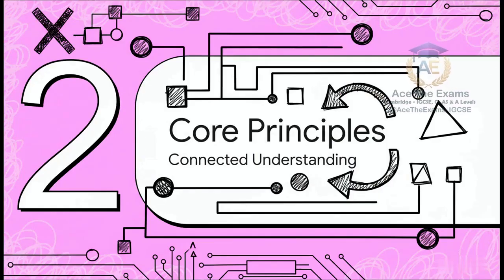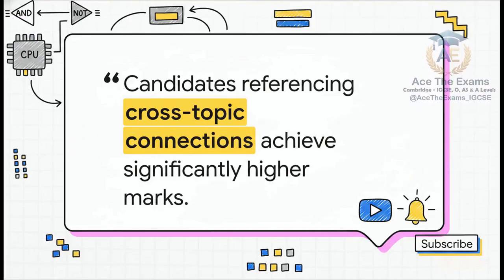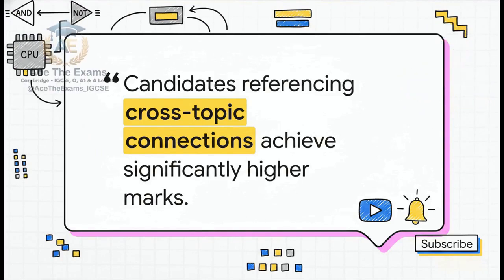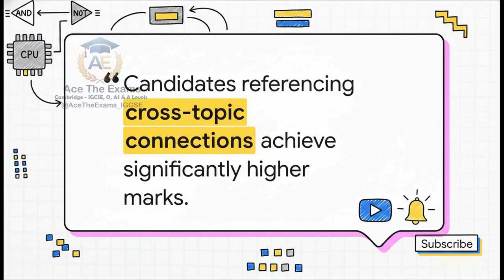Moving on to Section 2, core conceptual principles. This is where we flip the script. To avoid the traps that Alex and Sam fall into, you need a conceptual understanding that transfers seamlessly to completely unfamiliar contexts. Just consider this direct quote pulled straight from the Cambridge grading rooms. Principal examiner reports highlight that candidates referencing cross-topic connections achieve significantly higher marks. The 9618 syllabus, and really any Cambridge CS syllabus, isn't just a list of isolated facts.